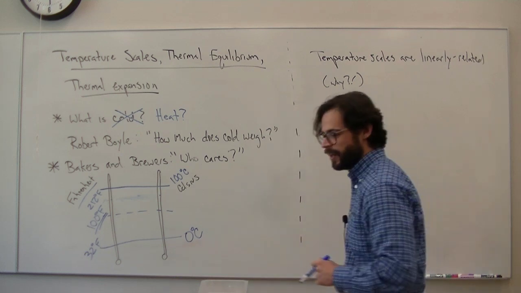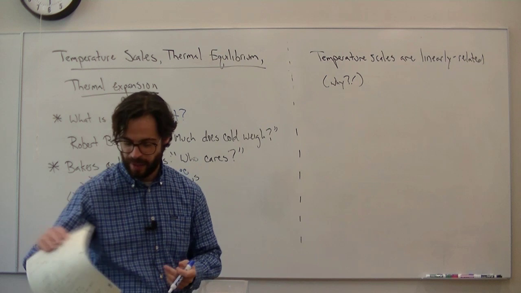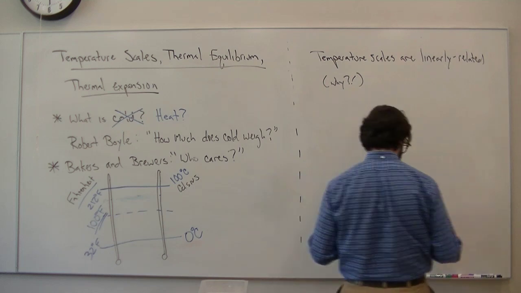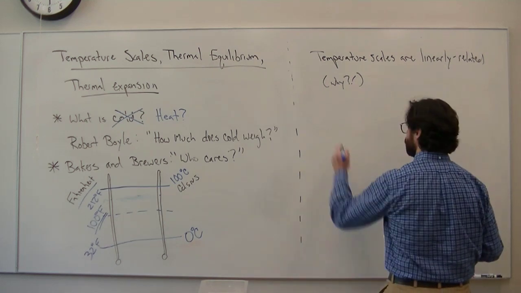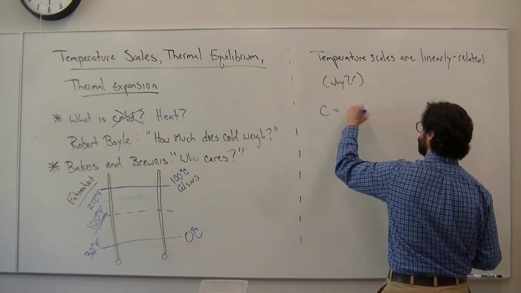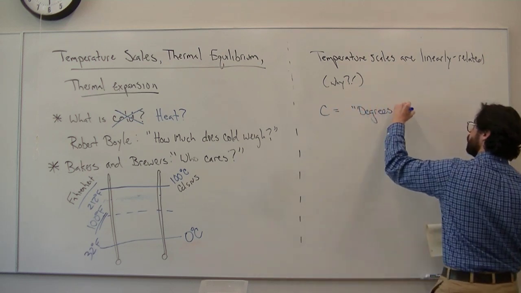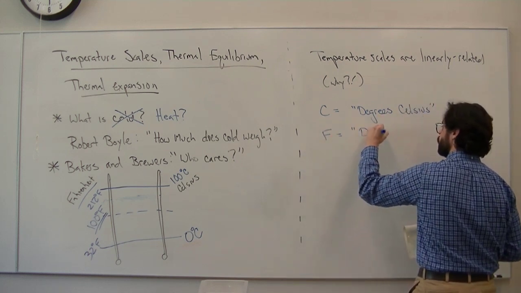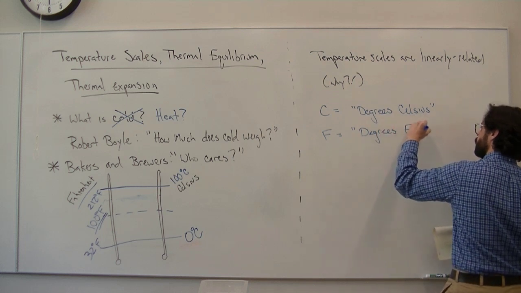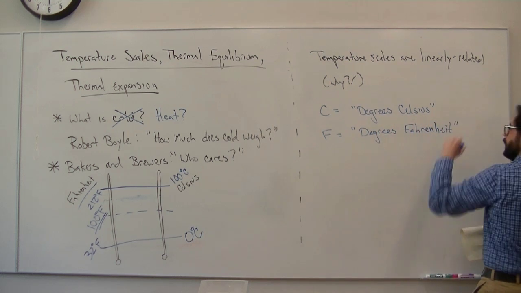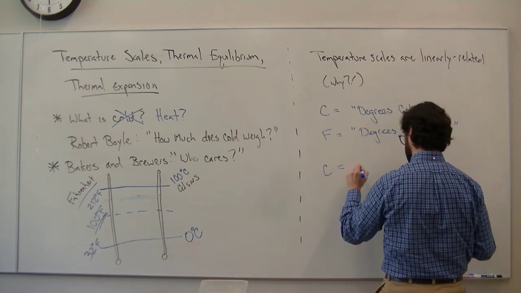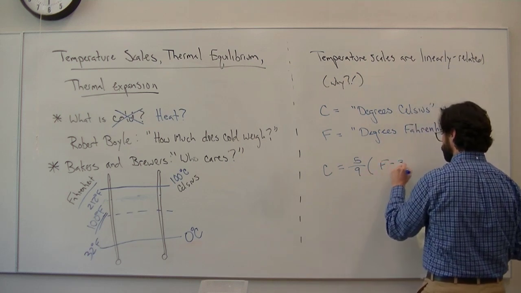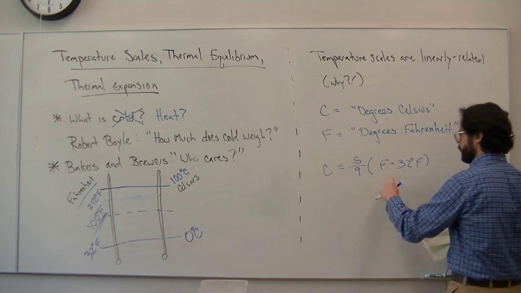Okay, so let's say that we want to convert in between these two things. We have our two landmarks, and the second interesting point to make is, why are they linear? We'll get to that when we talk about thermal expansion. So I can take these two landmarks and I can come up with C is degrees Celsius, F is degrees Fahrenheit, and if I want to convert back and forth in between them, degrees Celsius is a nice round number, 9/5, F minus 32, with units.